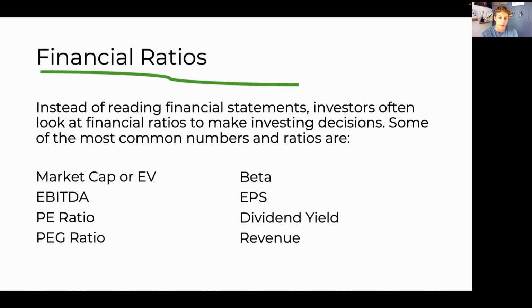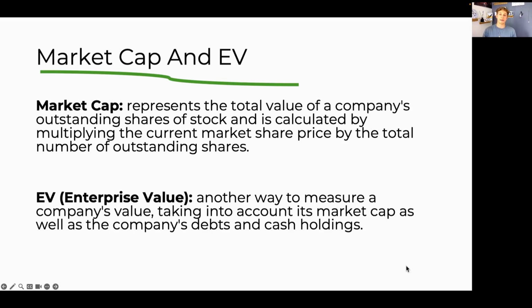So we're going to look at market cap or EV. We're going to look at EBITDA. We're going to look at a PE ratio, a PEG ratio. We're going to look at the stock's beta. We're going to look at EPS. We're going to look at dividend yield, and then we're going to look at the company's revenue. So let's go ahead and start off with market cap and EV.